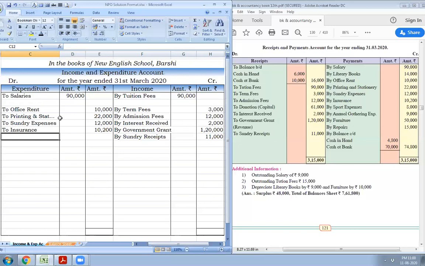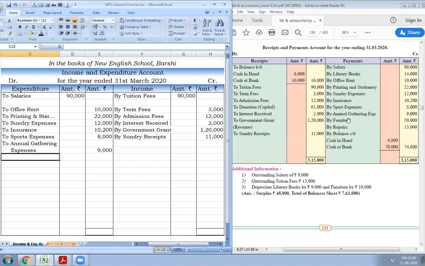Sports expenses, to sports expenses rupees 8,000. Annual gathering expenses expenditure side, to annual gathering expenses amount rupees 9,000.